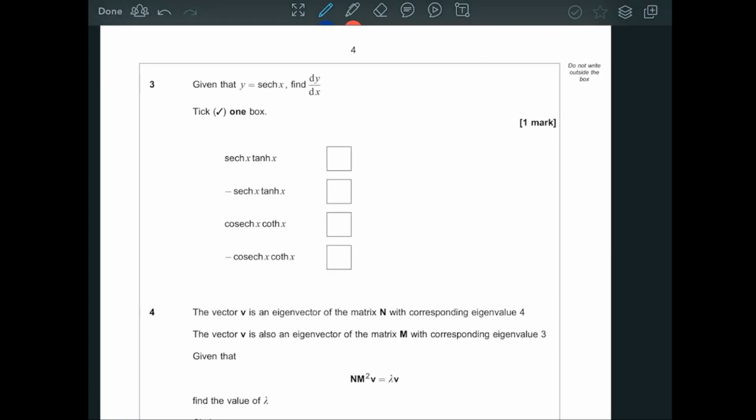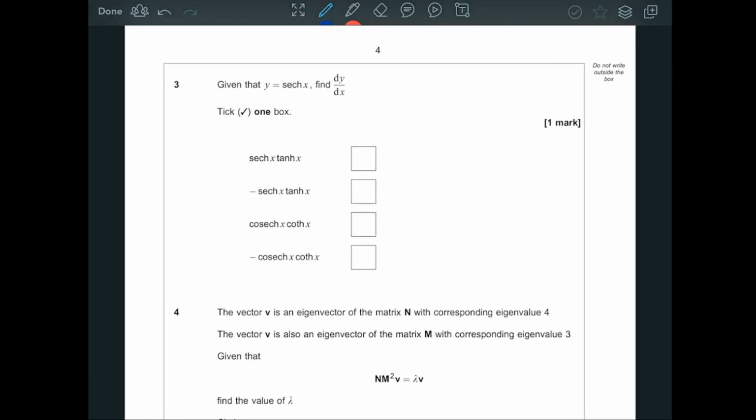Question 3. Given that y equals sech, we're trying to differentiate 1 over cosh. There are lots of different ways to tackle this. I'm going to think of this as cosh to the minus 1, but you could have done it as a quotient rule as well. So that's going to become: bring down the power, reduce the power by 1, and times by the derivative.